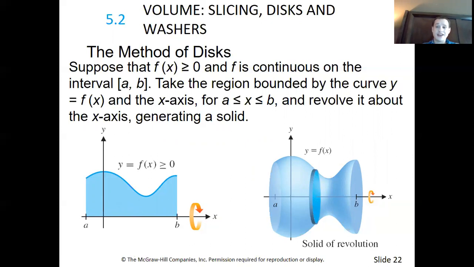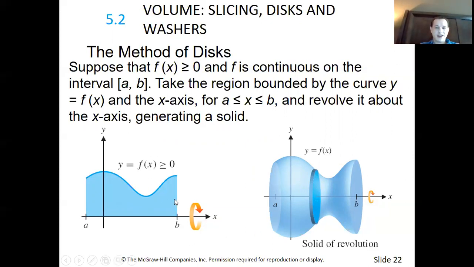It's good for when you take some function and spin it around some line. It doesn't even have to be the x-axis. But if you took a little tiny chunk of it, dx, a little tiny strip, and spun that entire strip around, it would create a circle.